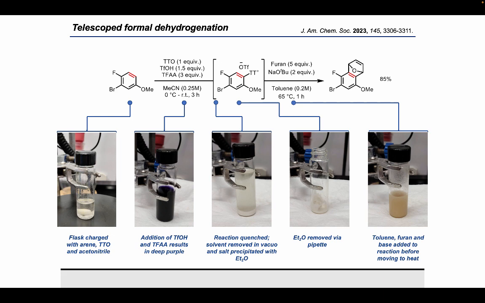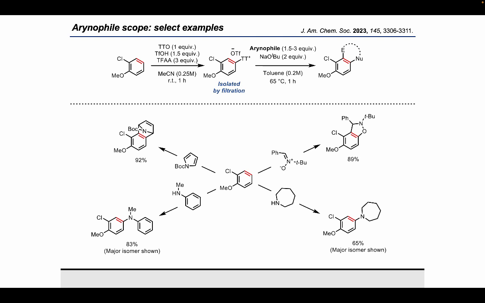Other arenophiles compatible with this method are N-Boc pyrroles, which undergo 4+2 cycloadditions with arenes, nitrones, and saturated heterocycles like azepanes and anilines, both of which undergo hydroamination reactions with the arene. These reactions proceed from the simple arene in moderate to good yields.